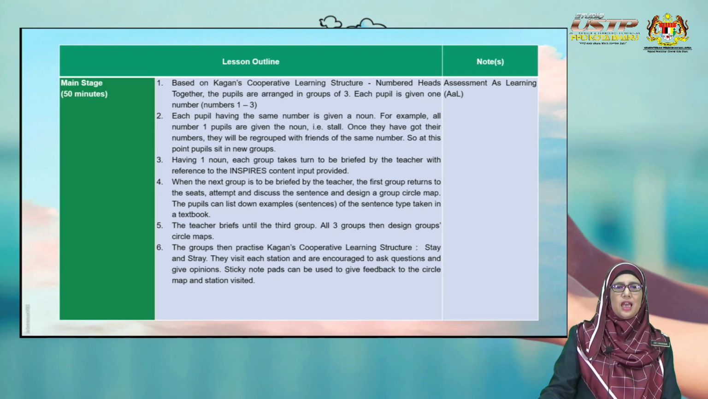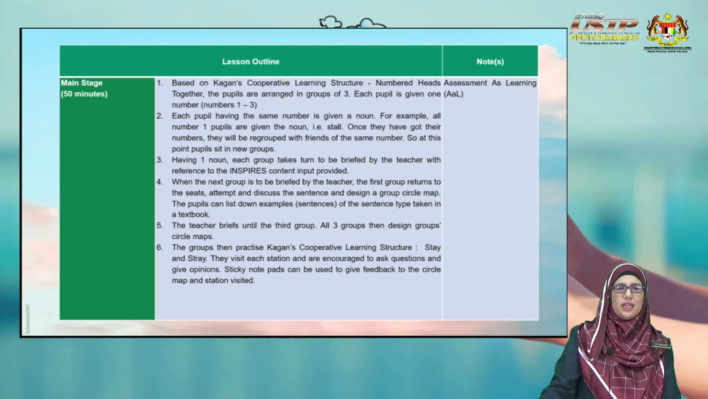3. Having one noun, each group takes turns to be briefed by the teacher with reference to the Inspires content input provided. 4. When the next group is to be briefed by the teacher, the first group returns to the seats, attempts and discusses the sentence, and designs a group circle map. The pupils can list down examples of the sentence type taken from a textbook.